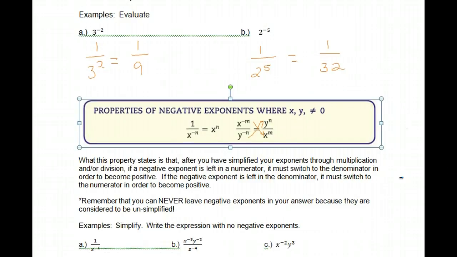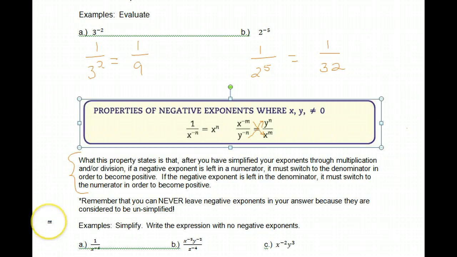So what that property states is that after you've simplified your exponents through multiplication and or division using the product rule, the quotient rule, raising a power to a power, raising a product to a power, raising a quotient to a power, all of those exponent laws that we covered in section 4.1, if you have any negative exponent left, and if it's in a numerator, it must switch to the denominator in order to become positive. If the exponent is left in the denominator, it must switch to the numerator in order to become positive.